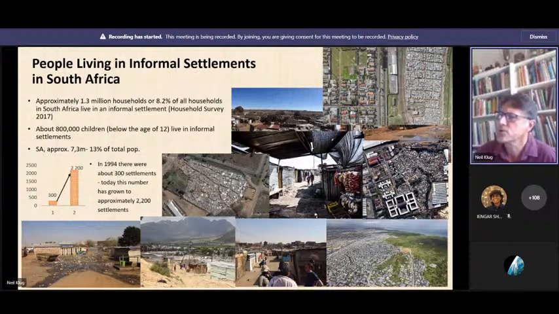So, what is the scope of the issue? Approximately 1.3 million households, or 8.2% of all households in South Africa, live within informal settlements. Of that, 800,000 of those people are children under the age of 12, which has implications for future generations. It approximately makes up 13% of the total population of South Africa in these circumstances. And most of the informal settlement urban form is really corrugated iron.